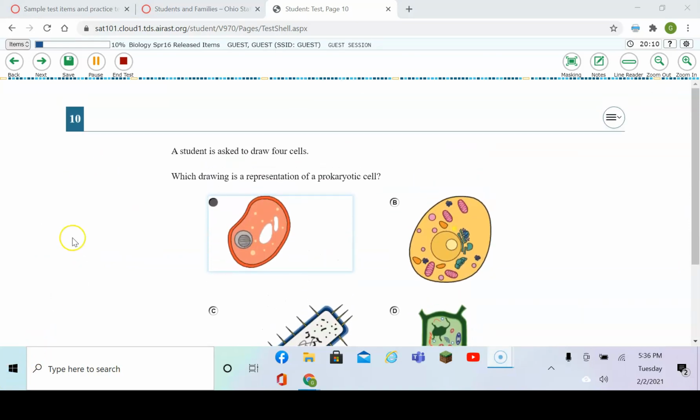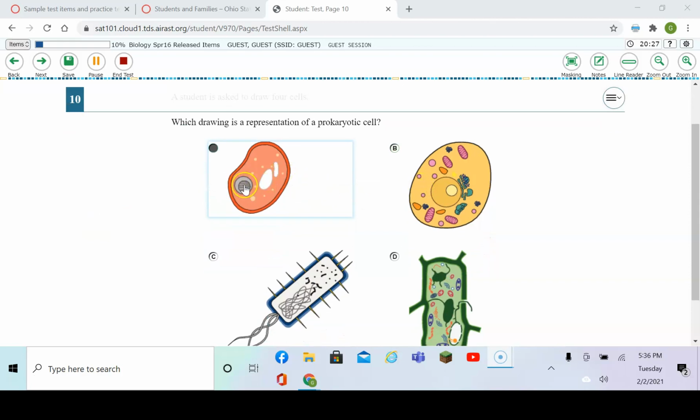A student is asked to draw 4 cells. Which drawing is representative of a prokaryotic cell? Oh, I love it when the questions are easy. Pro means no. No nucleus, no organelles. Eu means you do have a nucleus and you do have organelles. So let's look at our choices here. A has a nucleus. B has a nucleus.